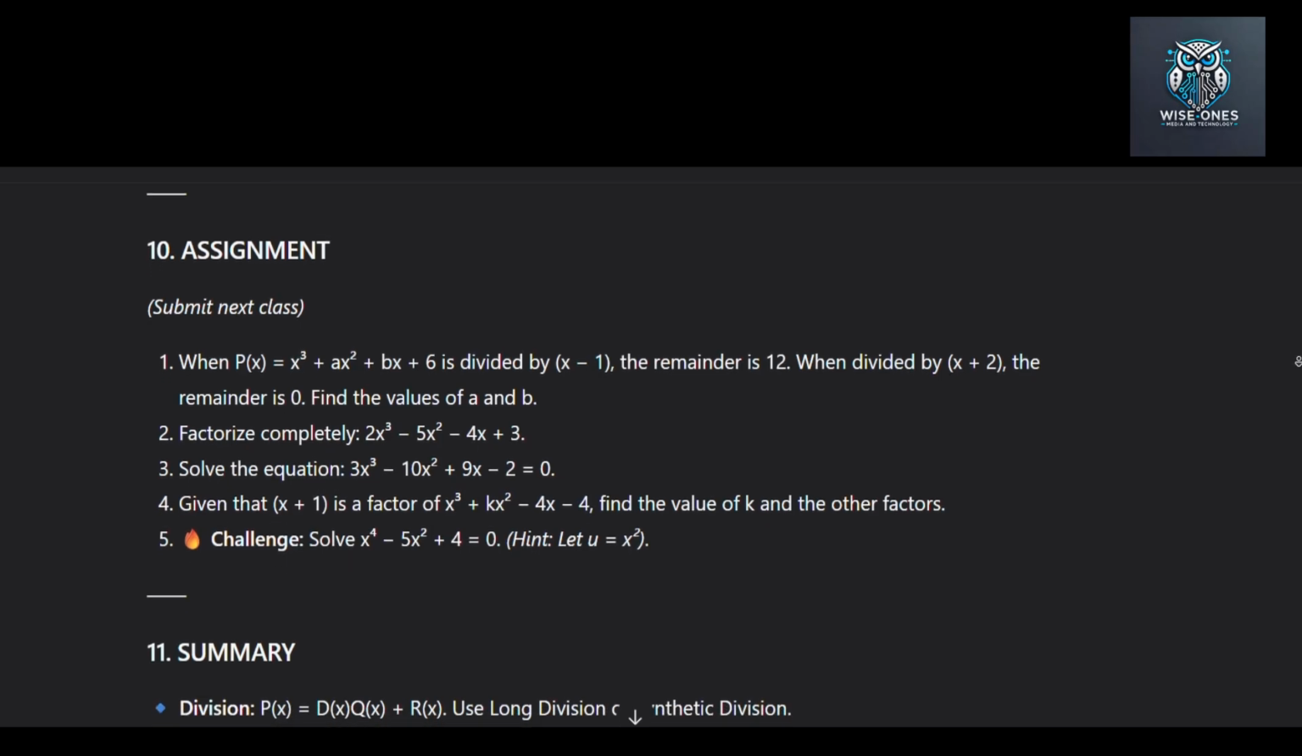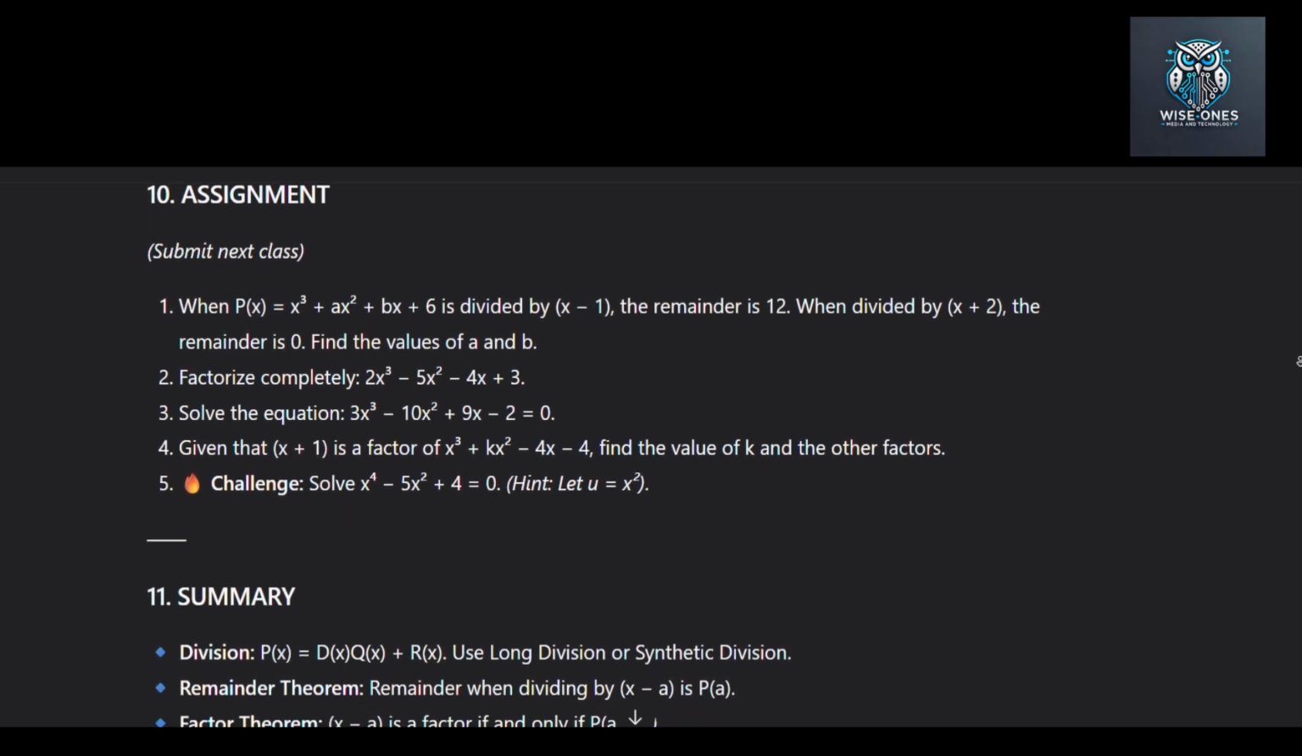Question 2. Factorize completely. 2x cubed minus 5x squared minus 4x plus 3. Question 3. Solve the equation. 3x cubed minus 10x squared plus 9x minus 2 equals 0. Question 4. Given that x plus 1 is a factor of x cubed plus kx squared minus 4x minus 4, find the value of k and the other factors.